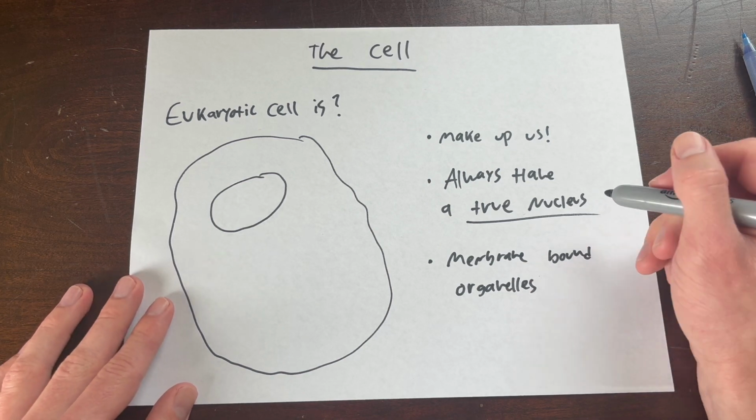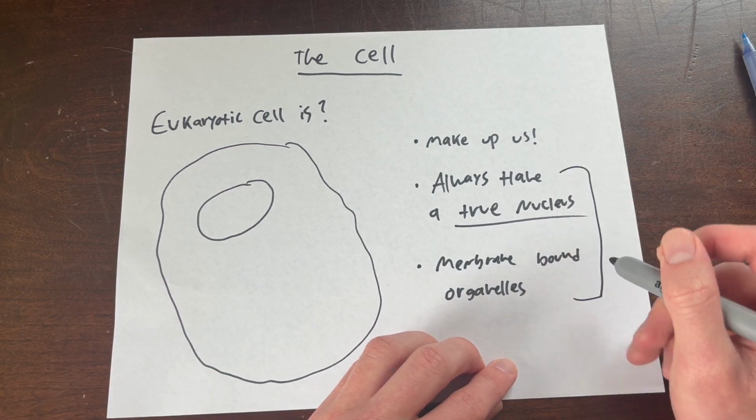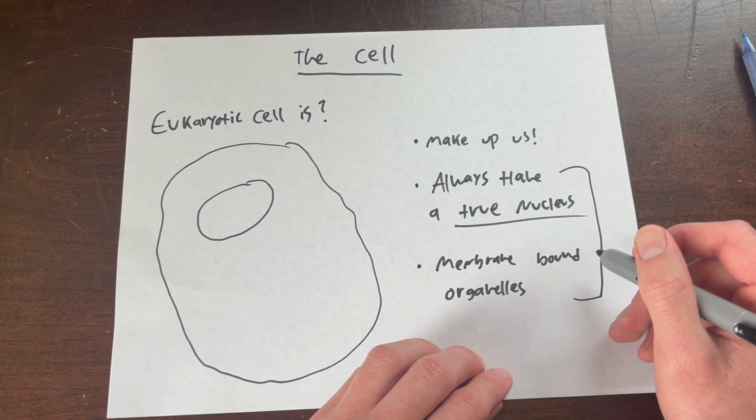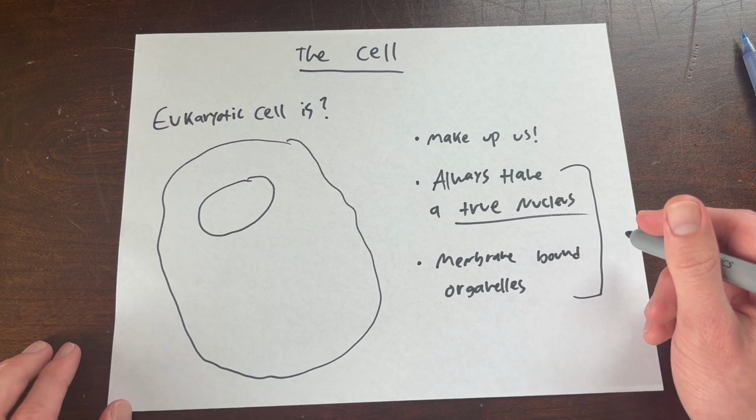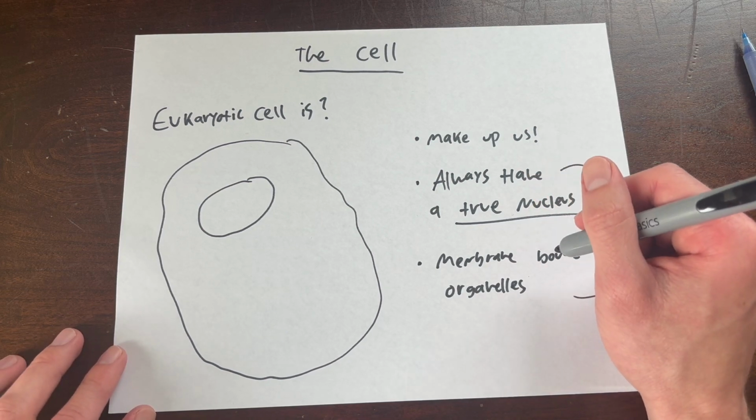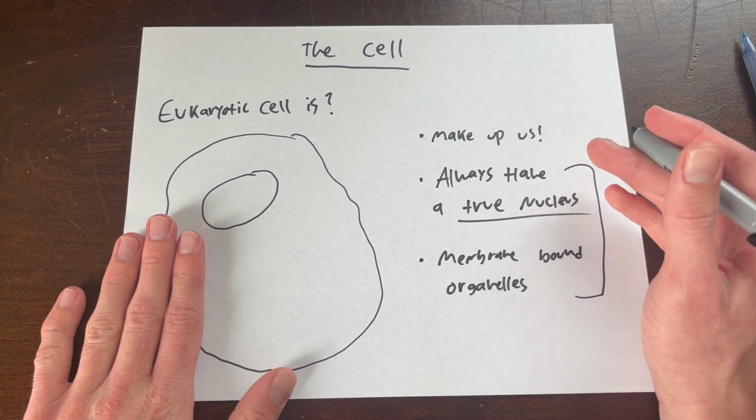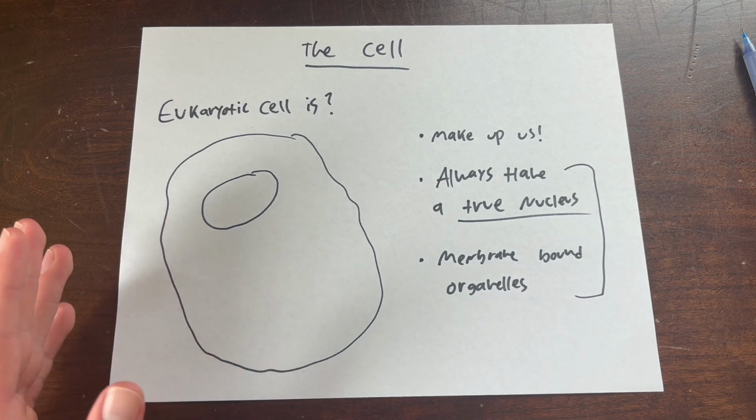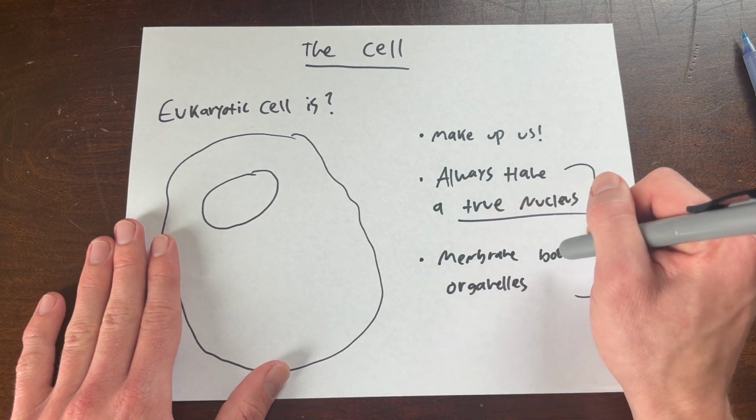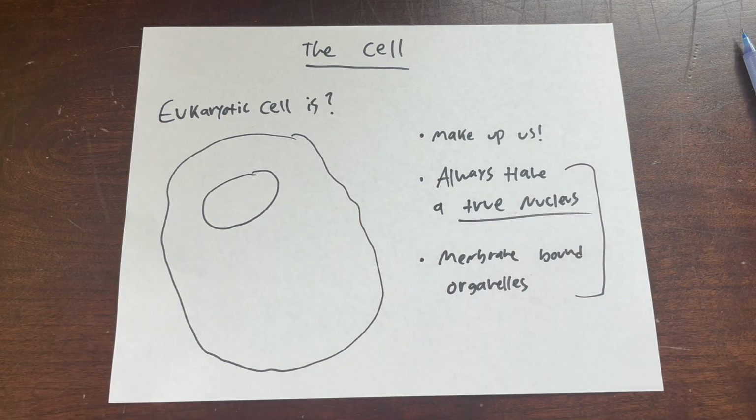So, for the MCAT, two things you need to know about eukaryotic cells is they always have a true nucleus and they have membrane-bound organelles. So if you ever get a question that says this thing does not have a nucleus or does not have membrane-bound organelles, then automatically it's not a eukaryotic cell. Make sense? Sounds good. So what does this mean, membrane-bound organelles and a true nucleus? Well, let me show you.